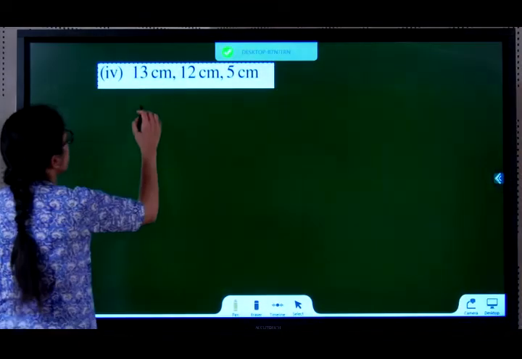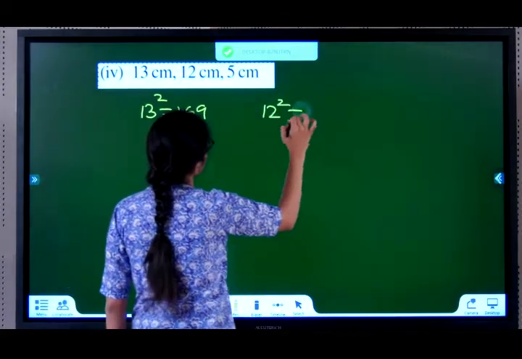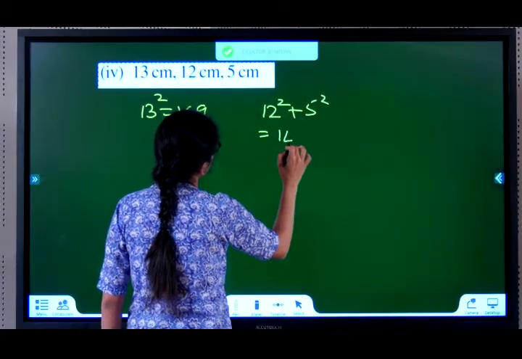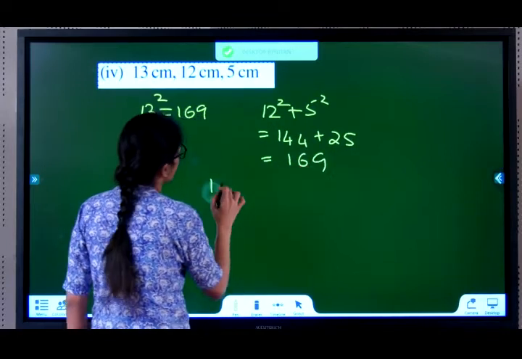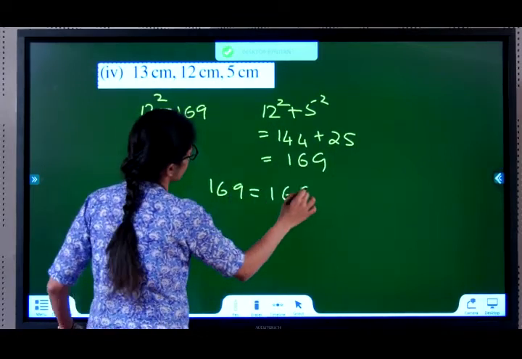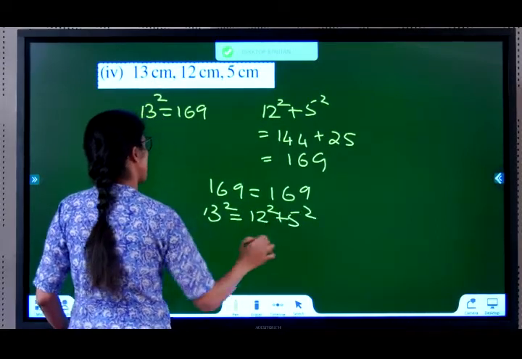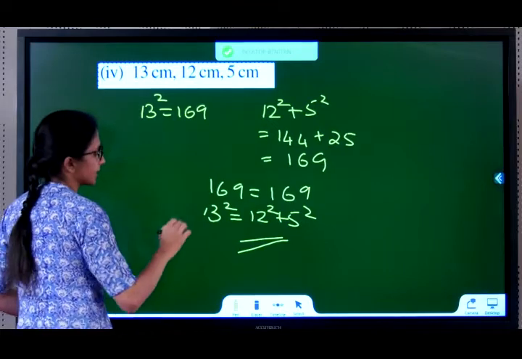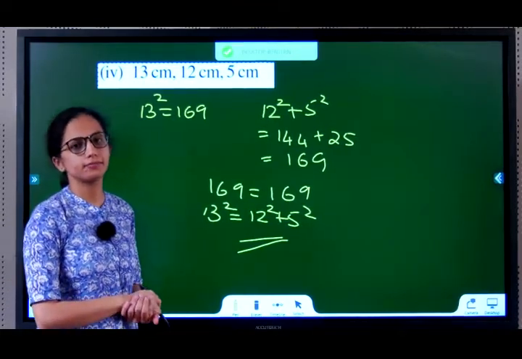13, 12 and 5. So 13 square is 169. 12 square plus 5 square is 144 plus 25, which is 169. 169 is equal to 169. 13 square is equal to 12 square plus 5 square. Pythagoras theorem holds good. Yes, it's a right angle triangle and the hypotenuse is 13 centimeters.